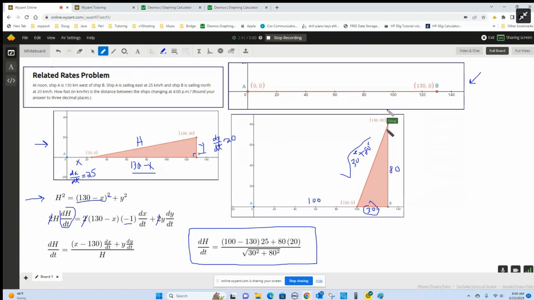After 4 hours, ship B has moved 80 miles north. So h at that point in time is the square root of 30 squared plus 80 squared. So I'll let you work that out, but it looks like this is negative 30 times 25 plus, what, 1600? All divided by the square root of 30 squared plus 80 squared. Okay, and you'll get something, I think it's 9 point something.